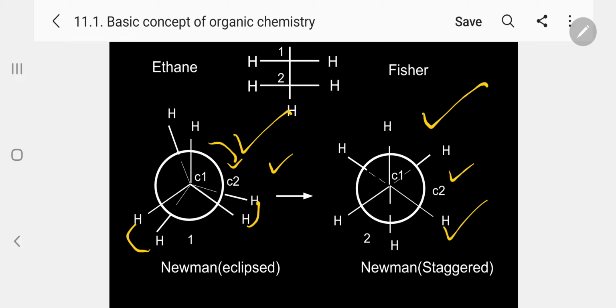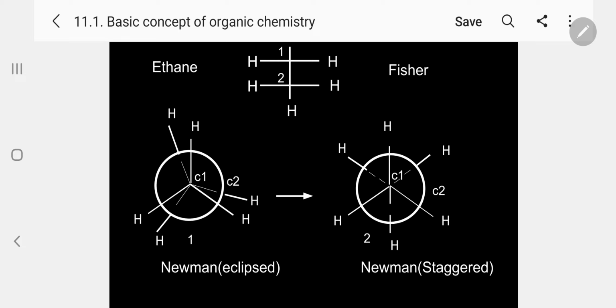But in the case of eclipse conformation, it is very close, so there will be repulsion. So generally staggered will be more stable. Kindly follow. This is according to Newman.